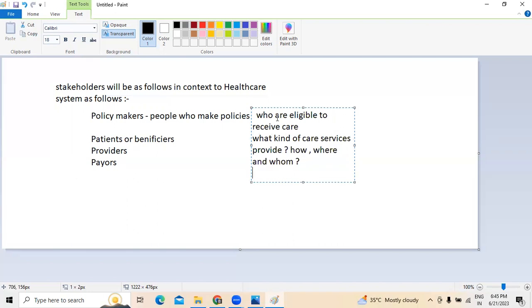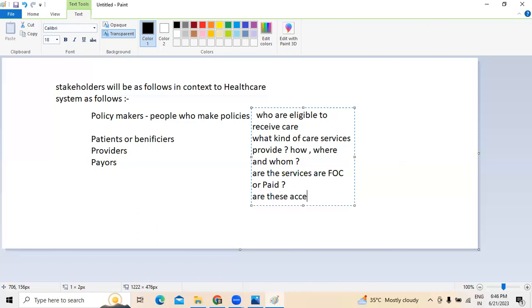Next, are the services free of cost or paid? Because it depends on the kind of economic status people belong to. Some services will be free of cost. Some will be paid. Am I right? Yes.